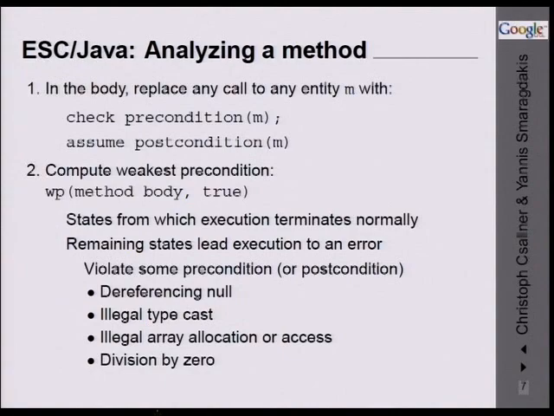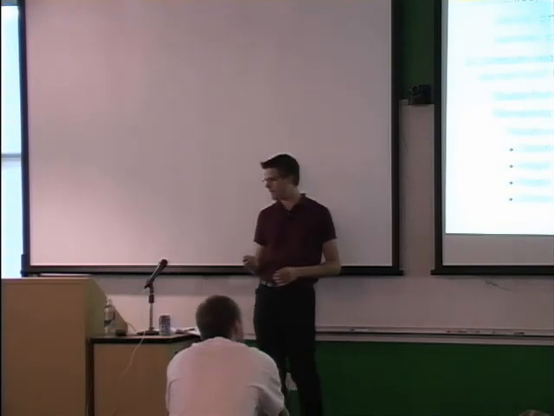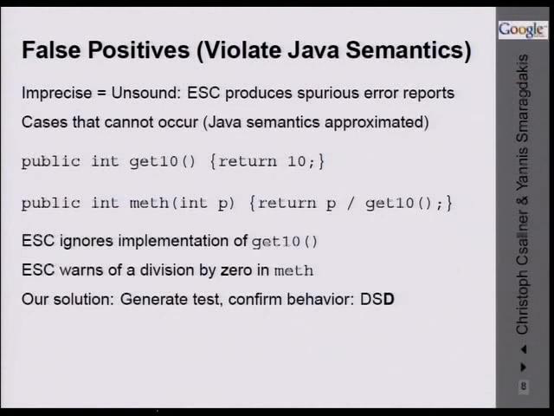Okay. So EasyJava, like many static analysis systems, produces false warnings because it does not completely follow or model the semantics of the Java language. And I have an example here. So we have one method, get10, that always returns the value 10. And then we have some other method, math, that uses that method and divides by the result of the first method. So just looking at that code, we know that this method always divides by 10 and never by 0, right?